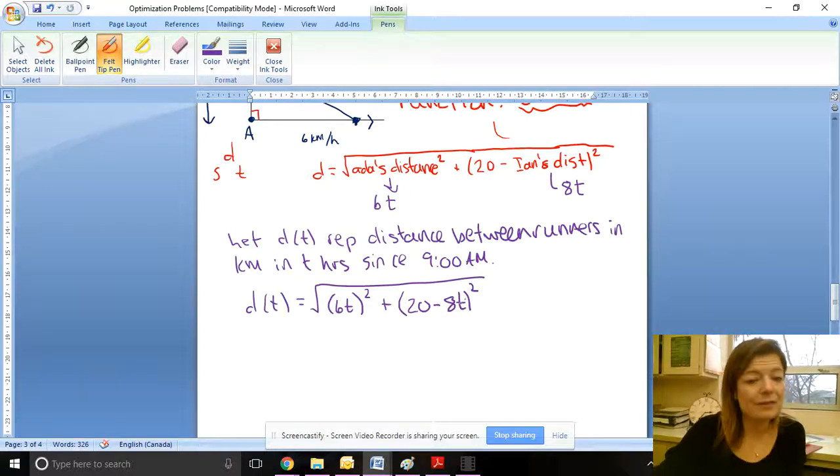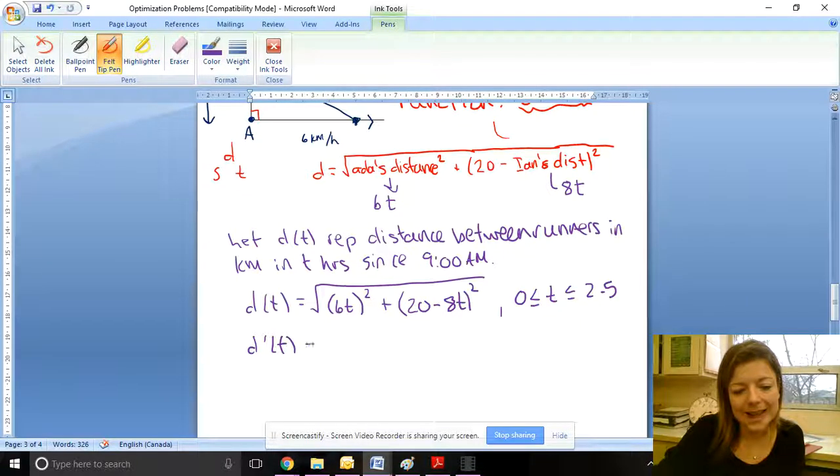Now that we have the function, we just think of our algorithm. And this is between 0 and 2.5, because they run for 2.5 hours, because apparently they have nothing better to do. I don't know. Anyways, now we just need to find the derivative and set it equal to 0. Yay! Isn't it fun when derivatives become the easy part?